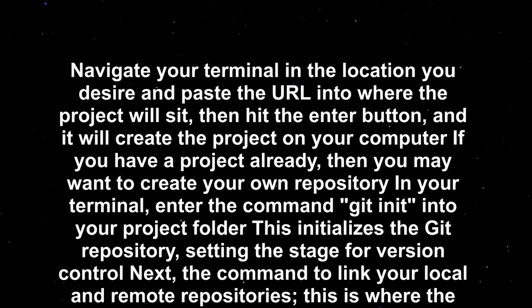If you have a project already, then you may want to create your own repository in your terminal. Enter the command git init into your project folder. This initializes the Git repository, setting the stage for version control. Next, the command to link your local and remote repositories. This is where the URL from your GitHub repository is used, so Git knows where to push and pull changes.